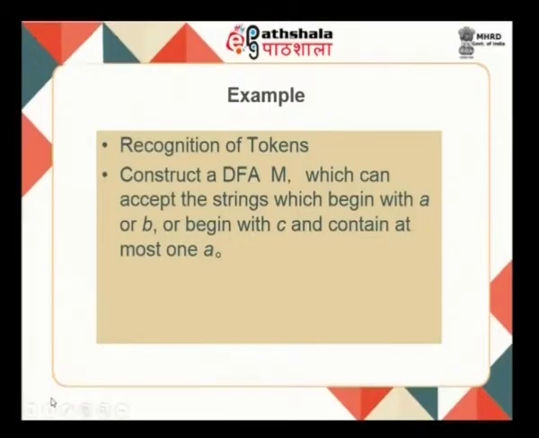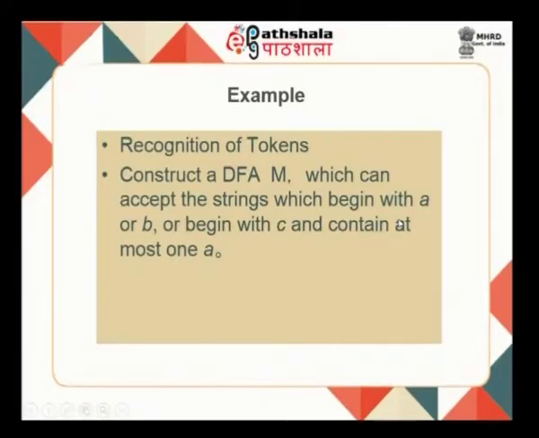So, this is what we call recognition of tokens. We just now saw the example letter followed by letter or digit, the whole star. Now, construct a DFA M which can accept the strings which begin with an A or B, or begin with a C and contain at most one A. So, this is one example I am going to talk about here, other than the example of defining variables in C, which says: begins with an A or a B, or begins with a C and contains at most one A.